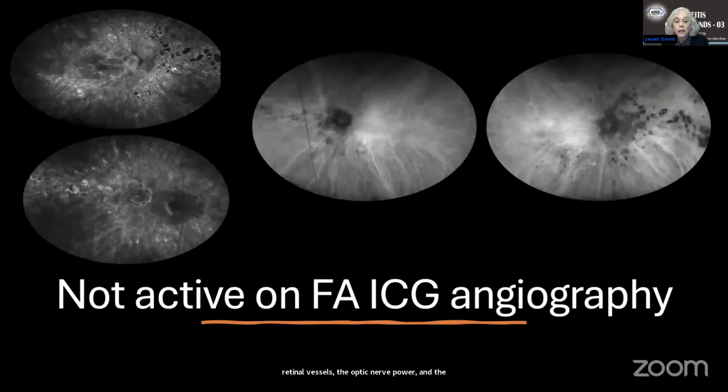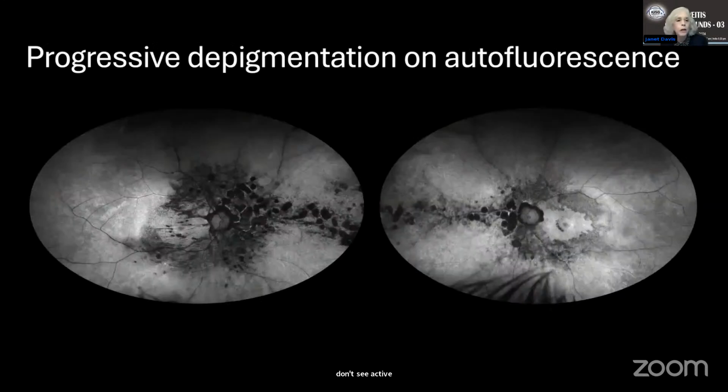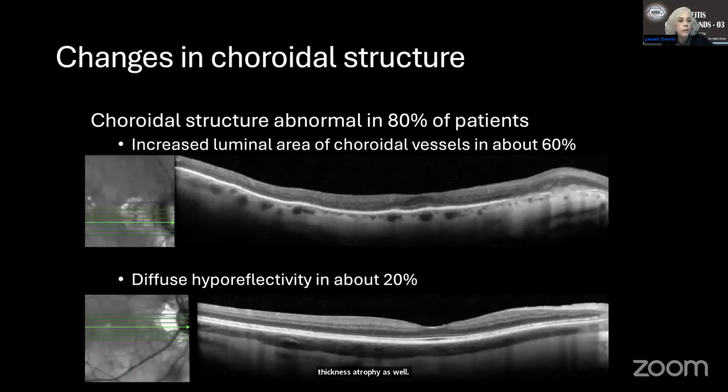Interestingly, at this point, FA and ICG are no longer useful. You can see scarring, but you don't see active infiltrates, which is why I refer to this as a degenerative phase. You really hope you did not get to this point. And at this point, the focus switches to autofluorescence, where you can see the damage in the RPE and the full thickness atrophy as well. And this can become very advanced and very disabling for patients.